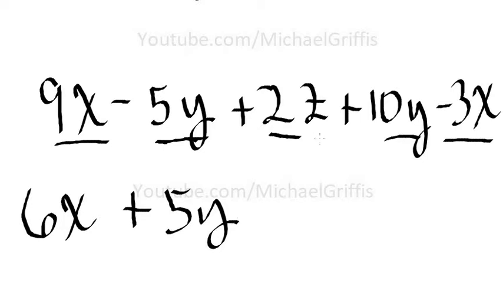And what else? We have a 2z, but we don't have any other like terms. So plus 2, let's see, how should I write that? The heck, I forgot to write a z. We'll write it like that so it doesn't look like a 2. Okay, so 6x plus 5y plus 2z. All right, let's take a look at another expression.